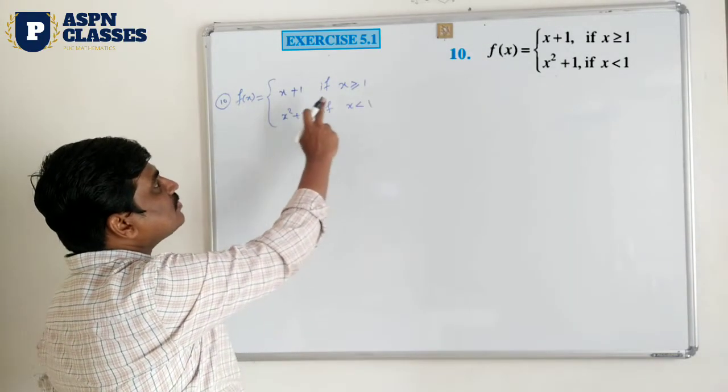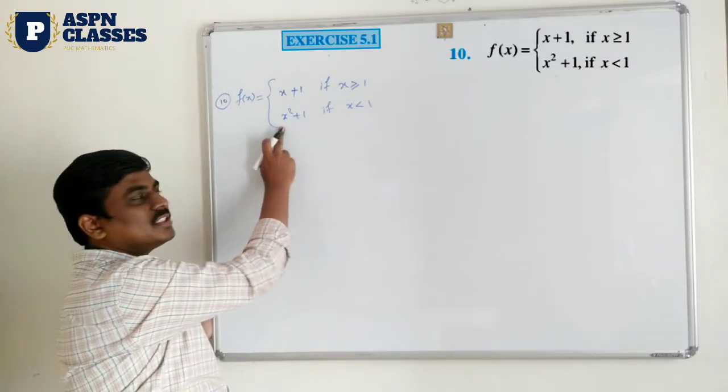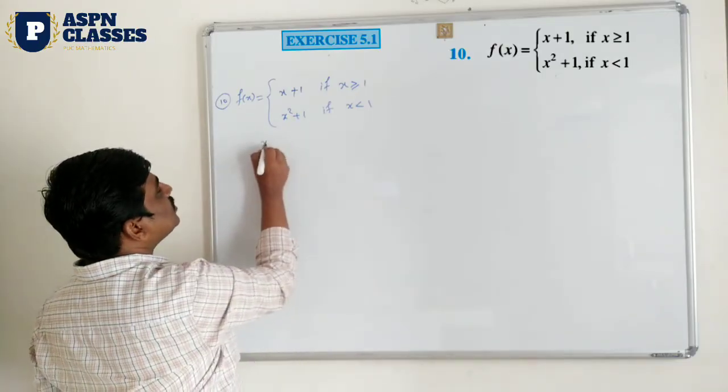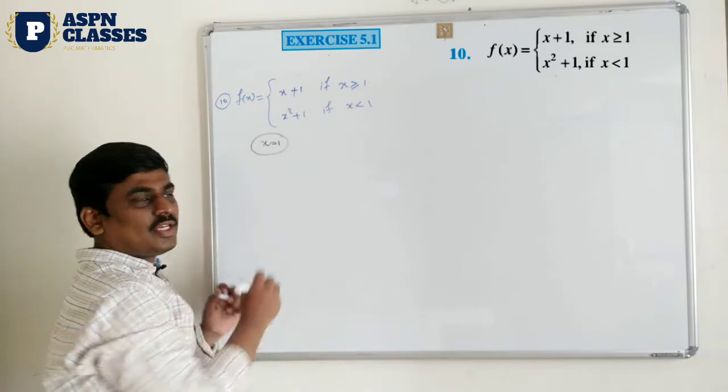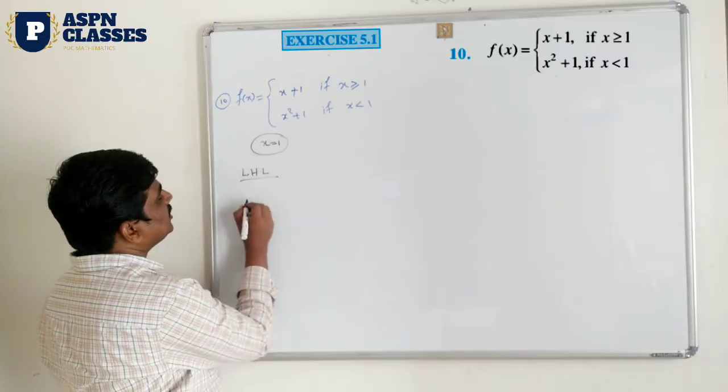f of x is equal to x plus 1 if x is greater than or equal to 1, and less than or equal to 1, it means x square plus 1. Again it is a simple case. You have to check at the point x equals 1. Now what is the procedure? First you take out the LHL limit.